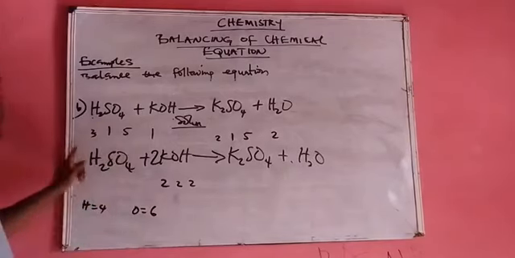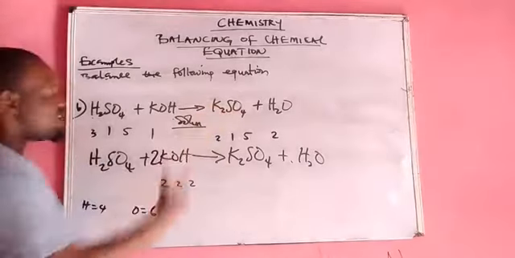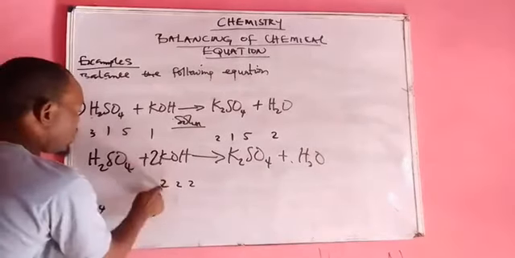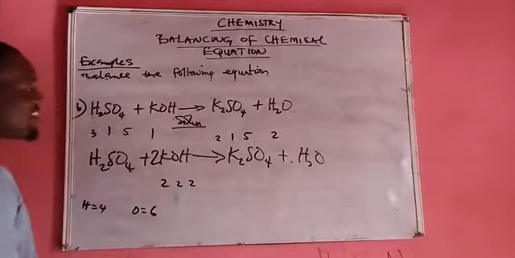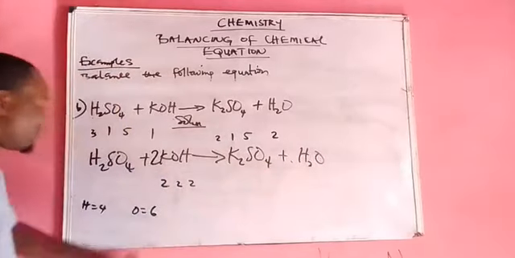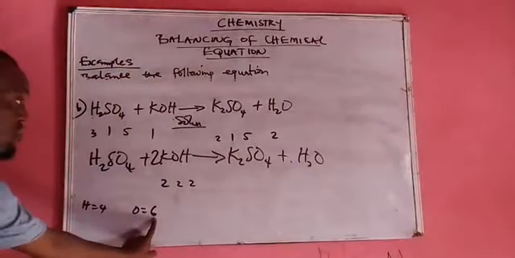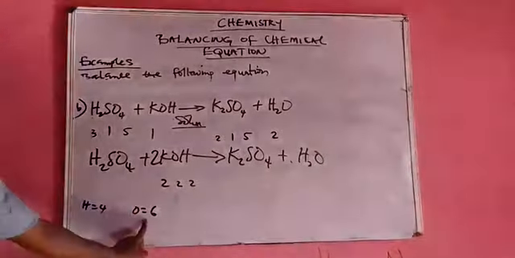So we did not introduce any number here. Sulfur remains. Now let's check if it is balanced with this one. Potassium here is 2 now. Potassium here is 2. Potassium is balanced. Now let's check. Sulfur remains. Oxygen is 5 here. But remember, we have 6 oxygen here. So we also need to make this one to be as this one.